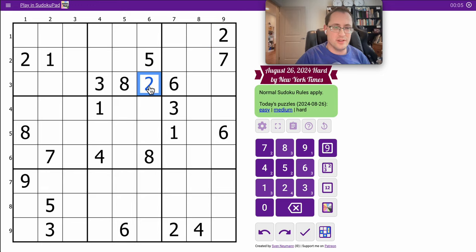And for Monday, August 26th, I can immediately place a 2 in region 2. I have 2s in rows 1 and 2. And there's only one space in region 2, row 3, where I can put 1. Now I can put an 8 in row 4. I can put a 1 in row 6. I think that's all I get. And in the bottom rows, I have nothing.